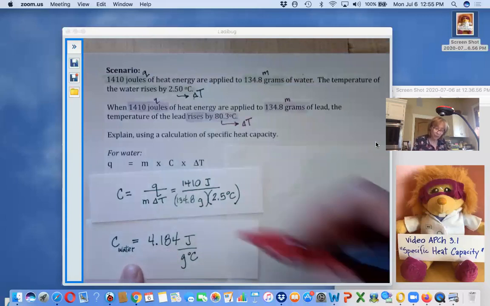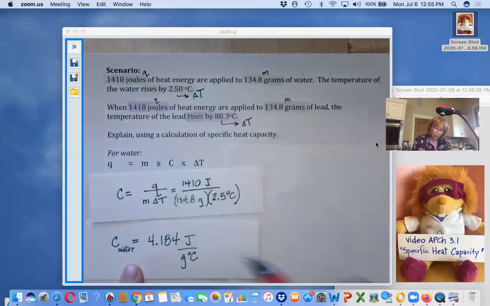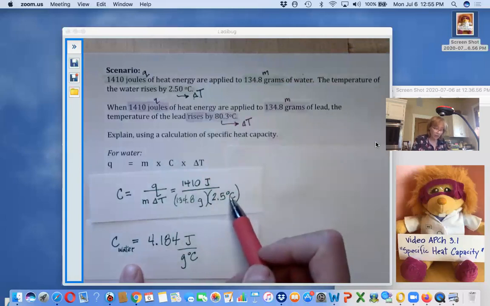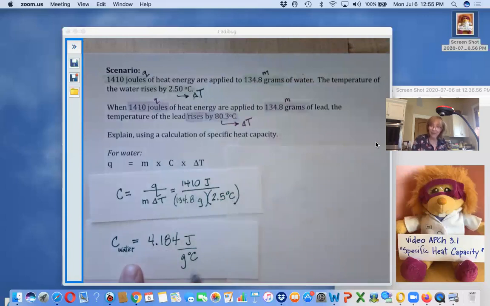Notice that in my problem, joule in the numerator, gram and degree Celsius in the denominator, those are all different units, none of them cancel out. So here's my unit for specific heat.